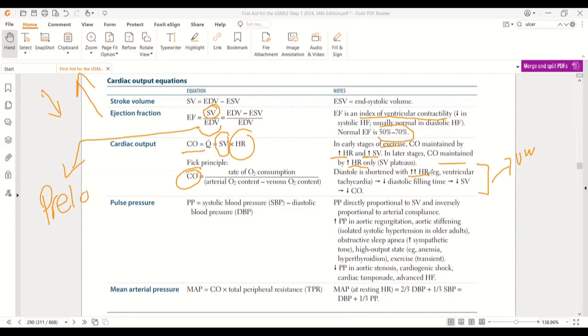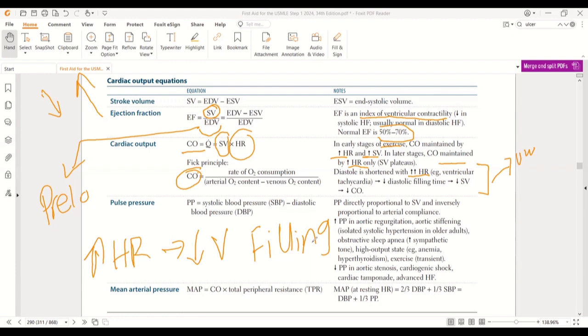If the heart rate is increased, what happens to ventricle filling? It's going to decrease. Okay, so increased heart rate leads to decreased ventricular filling. Diastole simply means ventricle filling, and systole means contraction of the ventricle. Right? Yes.